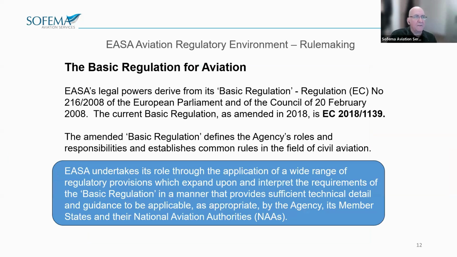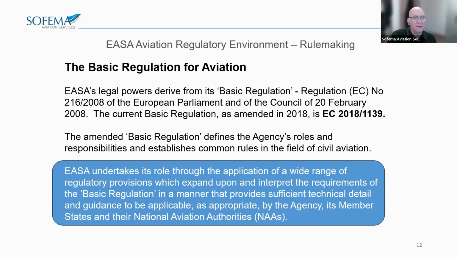The basic regulation for aviation. Now, EASA's legal powers derive from this regulation. The basic regulation, which originally was EC number 216/2008. But now the current regulation, as amended in 2018, is EC 2018-1139. That represents the latest thinking and objectives of aviation regulation in Europe.